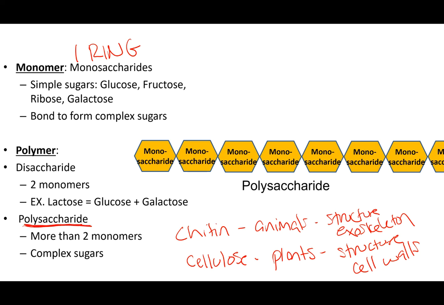So really, you can tell the difference between monosaccharides, disaccharides, and polysaccharides by counting the number of rings. Monosaccharides are 1 ring, disaccharides are 2 rings, and polysaccharides are more than 2, so 3 or more. I know this stuff looks scary and it's got big words, but really it's not. You just got to learn what the words mean and you'll be fine.